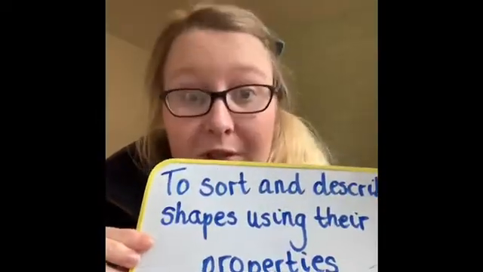And then you were also finding some pyramids and cones, and they were quite tricky to find around your house, but some of you found things like cornettos from your freezer, which was a very good example of a cone. So today we're sorting the shapes and describing them using their properties, so using what they have. So let's have a look at my tissue box here, which is our cube.